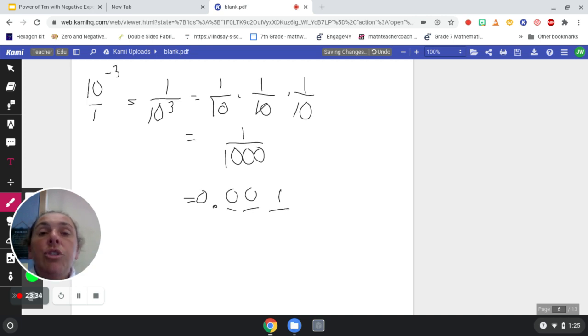Right now all I want you to do is practice writing those negative exponents and positive ones in standard form, which is just a number, expanded form, expanding it out, and decimal form.